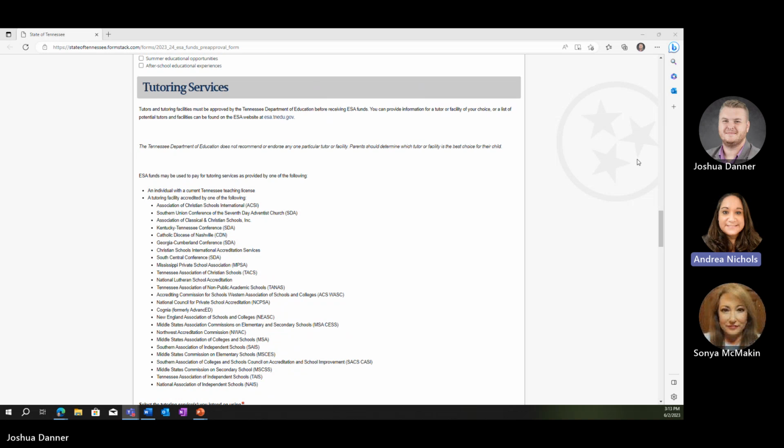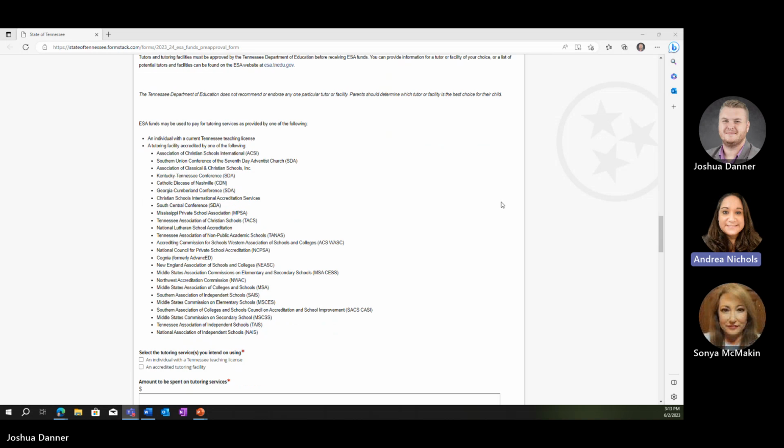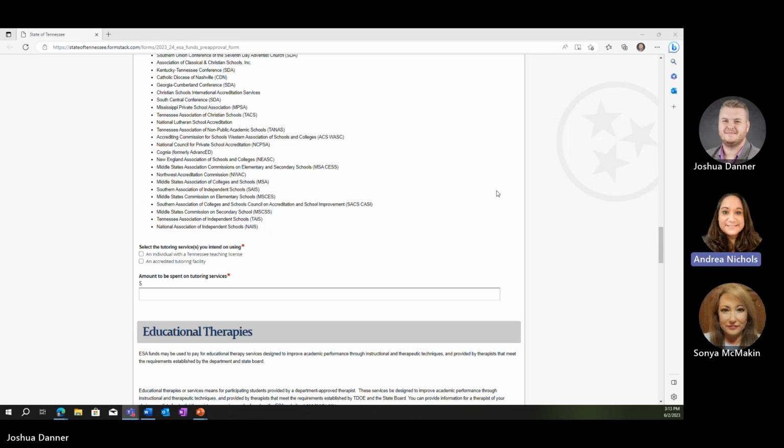Tutoring opportunities are an allowable expense if tutoring is provided by an accredited tutoring facility or a Tennessee licensed educator. Documentation must include the tutoring schedule and plan, the teacher's name, and the Tennessee license number of the teacher conducting the tutoring, or provide accredited tutoring facility information. Please note, approval will only be given to tutoring opportunities provided by licensed Tennessee teachers.